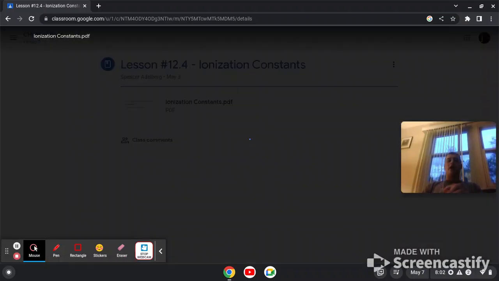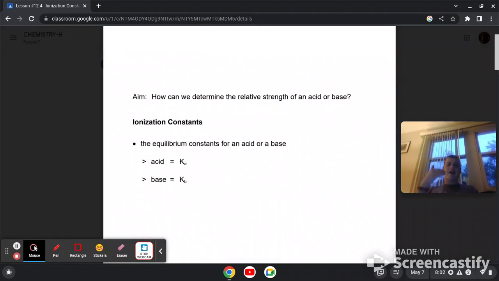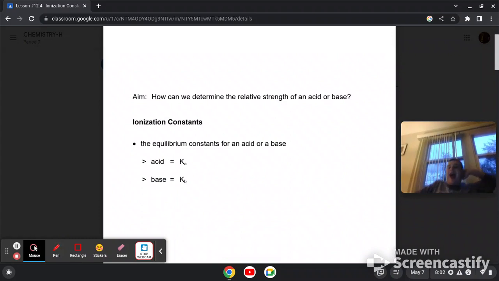Today we are going to be talking about chemistry honors. In lesson 12.4, we focus on ionization constants. An ionization constant is the equilibrium constant for an acid or a base. For an acid, it's Ka. For a base, it's Kb.